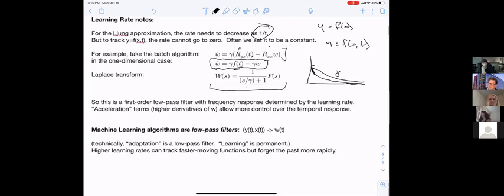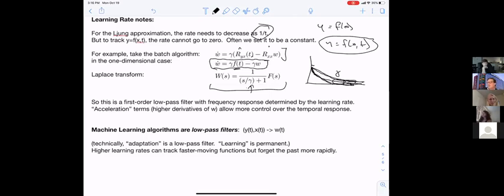So small gamma is going to be a low pass filter, and it's going to go down like that. High gamma is also a low pass filter, but it's less of a low pass filter. It'll respond more to the high frequency components. So you can think of gamma, the learning rate, as tuning the response to frequency components in the function that you're trying to learn. And that's an important thing.